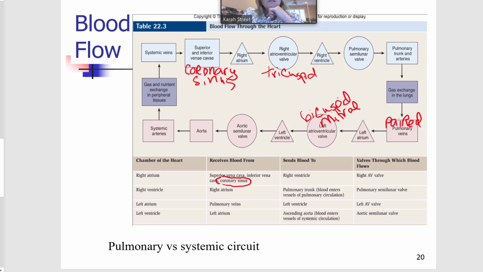And once the blood is ejected from the left ventricle, it goes through the aortic semilunar valve into the aorta, into the systemic circulation, where now oxygen leaves the blood and enters tissues for cellular respiration, and CO2 that is made from the cells in the tissues during cellular respiration enters the blood to come back to the heart, and the cycle repeats.